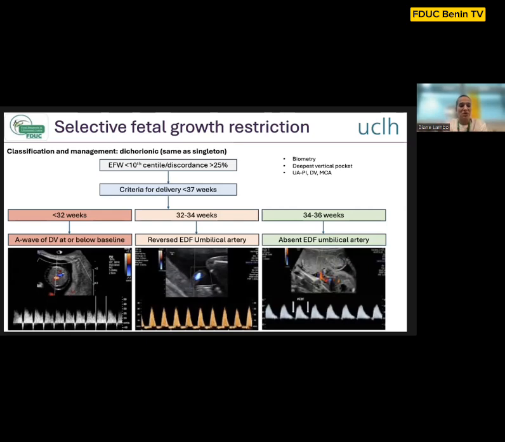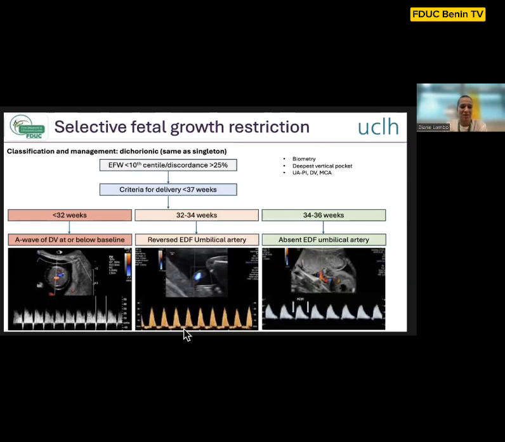So before 32 weeks, the indication for delivery in a growth-restricted dichorionic pregnancy is a change in your ductus A wave. So what about later? So we move on to the middle column, the orange column. You've got between 32 and 34 weeks. What Doppler changes are you waiting for in order to determine whether or not you need to deliver your pregnancy? In this cohort of patients, you're looking for reversed end diastolic flow in your umbilical artery. So your indication for delivery within this window is reversed end diastolic flow in the umbilical artery.